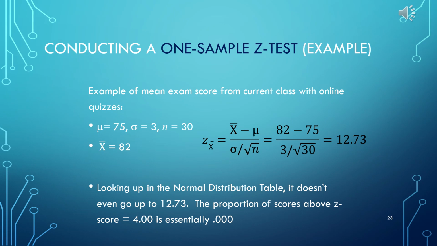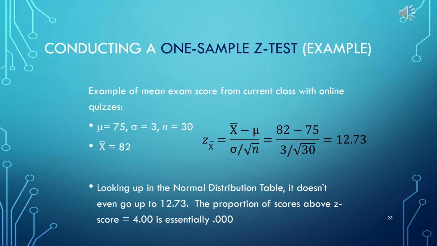So this really is the same thing as calculating a regular z-score, except the standard deviation is now the standard error, and it involves one more piece of information, which is the square root of sample size. So 82 minus 75 divided by, we know that the population standard deviation in this case is 3. We had 30 people, so 3 divided by the square root of 30. Finally, you get a z statistic. This is a real inferential test here of 12.73.